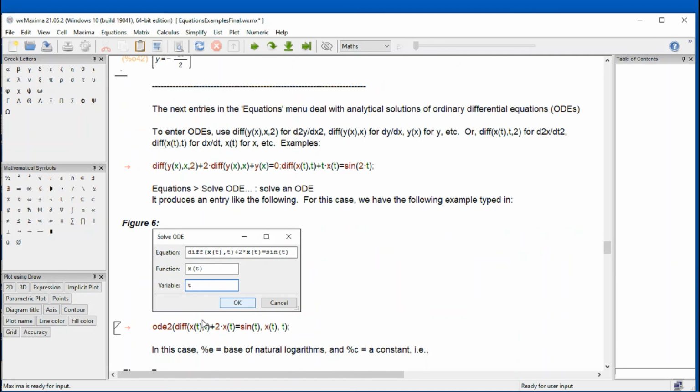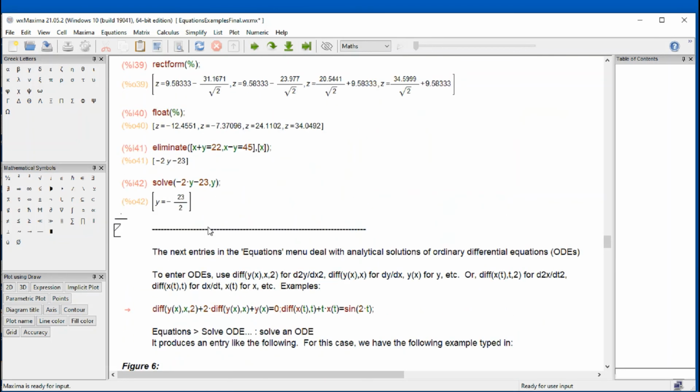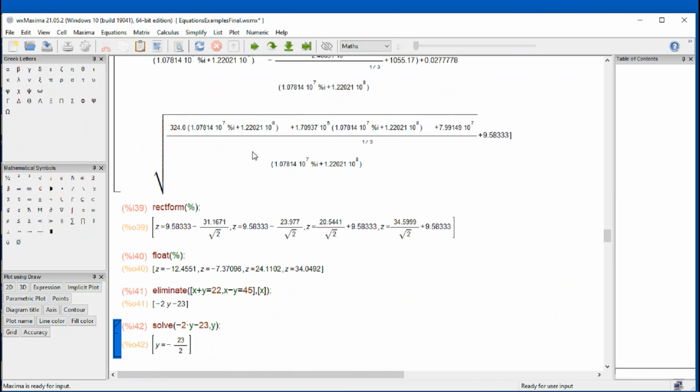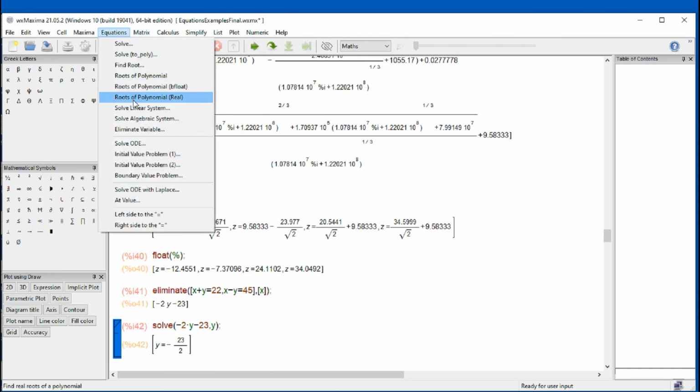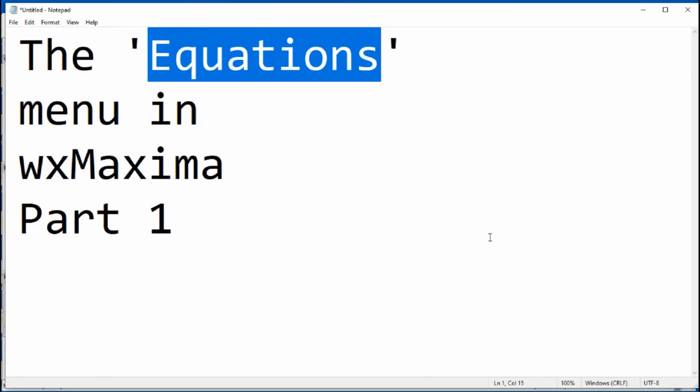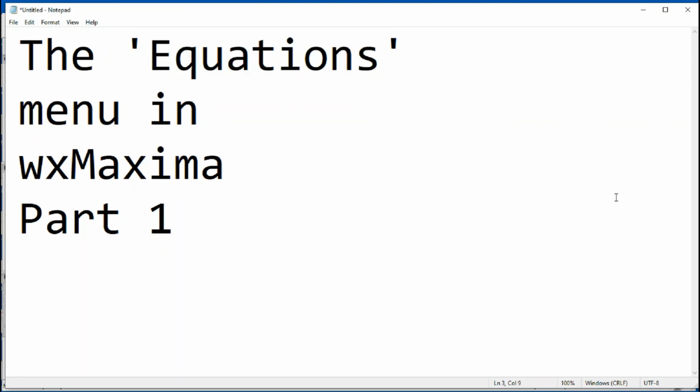One thing is that it keeps pushing the last result high up, and then you have to scroll down. Now we're going to stop right here because this covers most of the equation solutions before we get into the ordinary differential equations, and this way we end up with part 1 of the equations menu in Maxima.